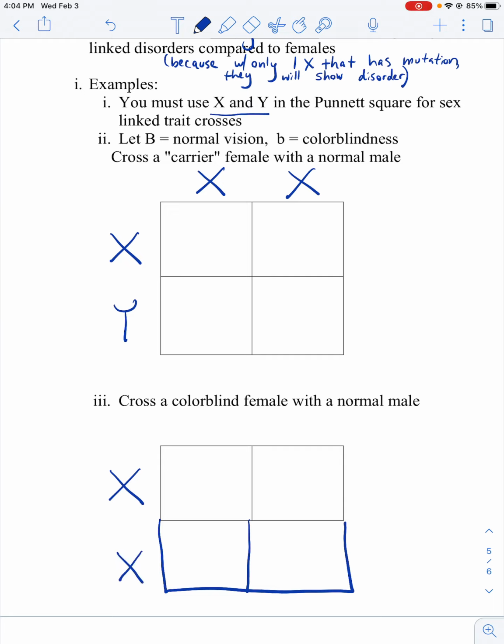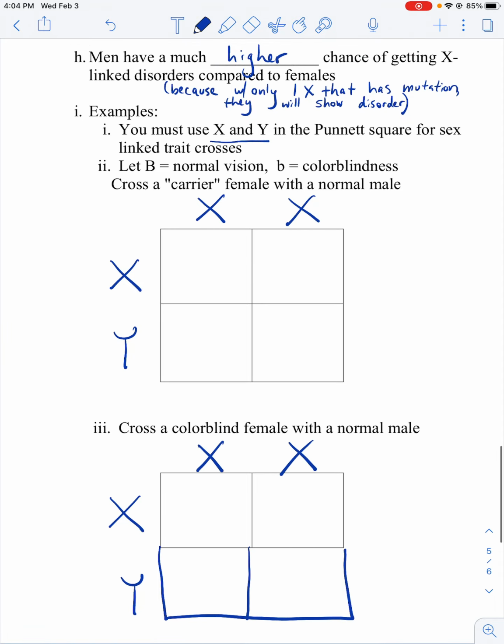So the male's X and Y chromosome crossed with a female's XX chromosome. And we are going to put the gene that is affected on the X chromosome. Do not put the gene on the Y.